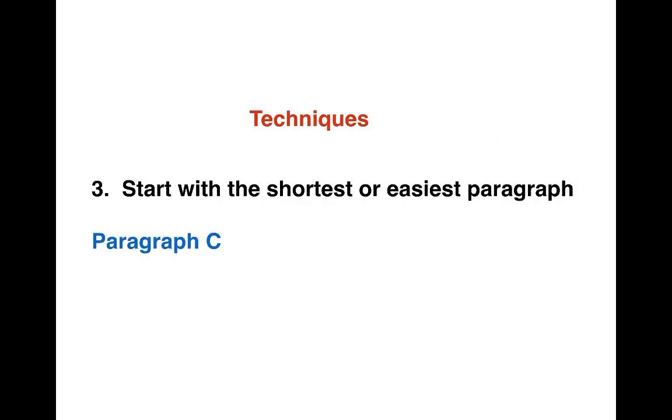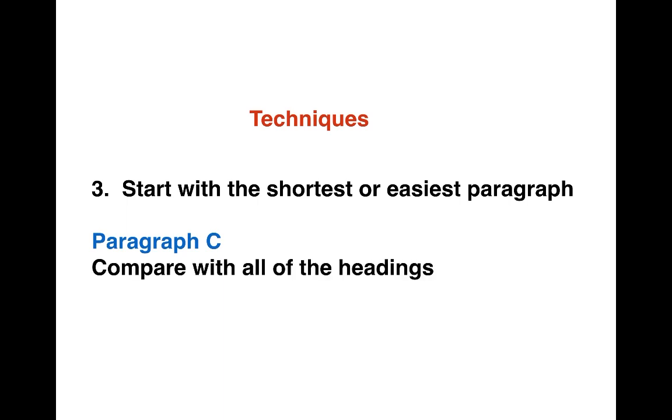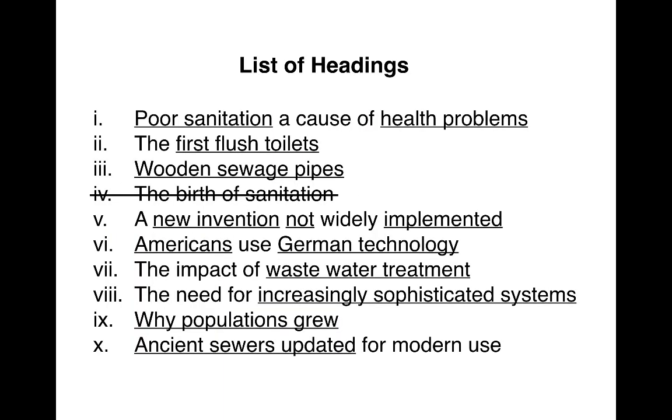Technique, start with the shortest paragraph, which was paragraph C, compare with all of the headings. So now we compare with the headings. Poor sanitation health problems? No. First flush toilets? No. Wooden sewage pipes? Yes. It said the Roman systems in the UK had sewage networks made out of elm logs. That must be wooden sewage pipes.